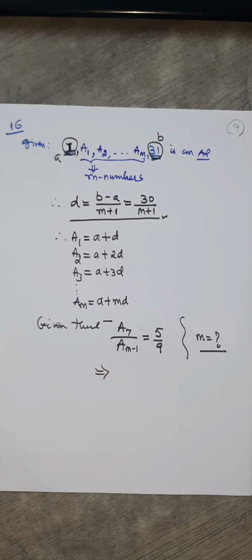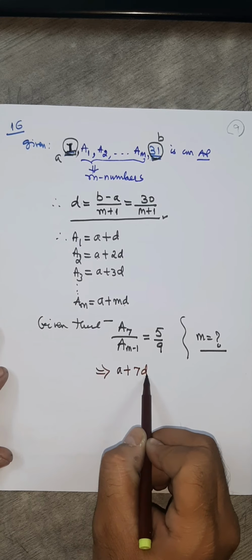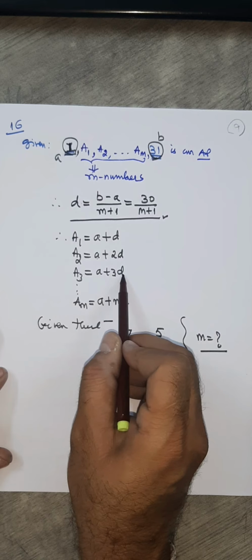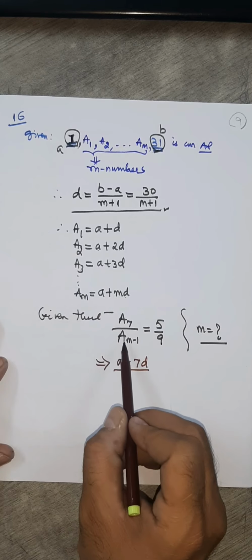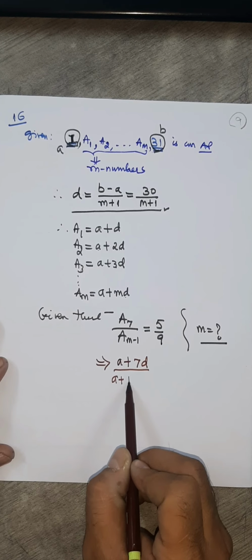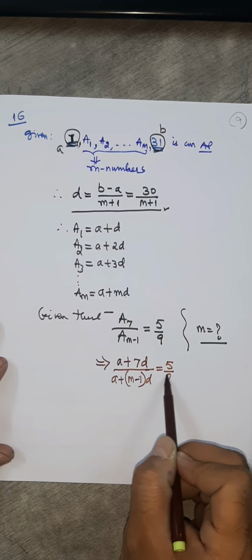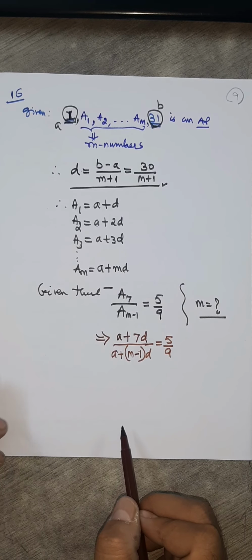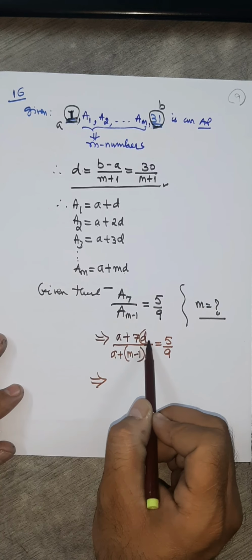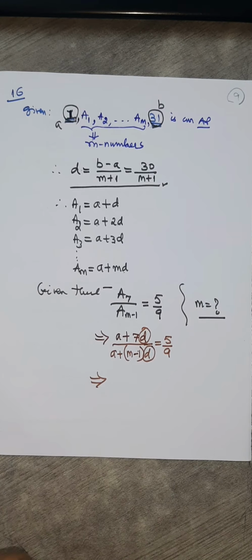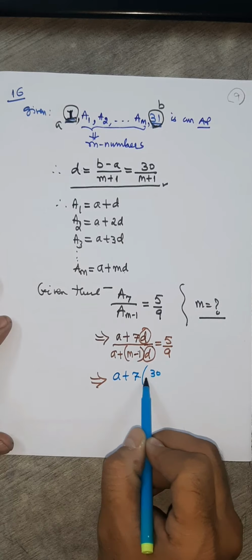Now it's straightforward. What is a7? That you can write very easily: a plus 7d. In a2 you have 2d, in a3 you have 3d, so in the 7th term you must have a plus 7d. And the (m minus 1)th term is a plus m minus 1 into d, equals 5 by 9. Now we just place the value of d over here. So a plus 7 into d, and d is 30 upon m plus 1.